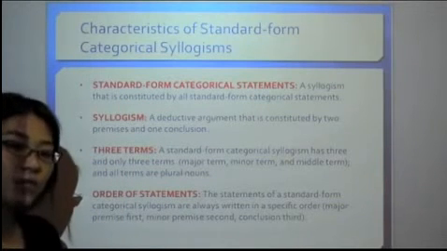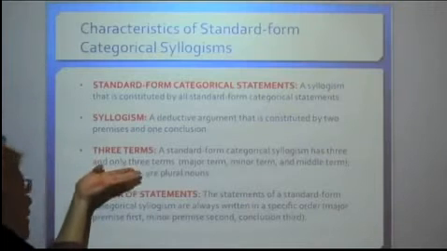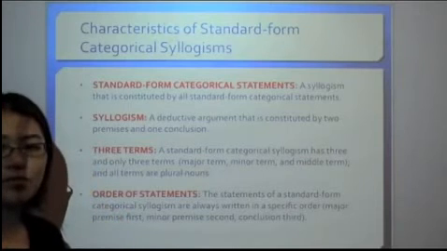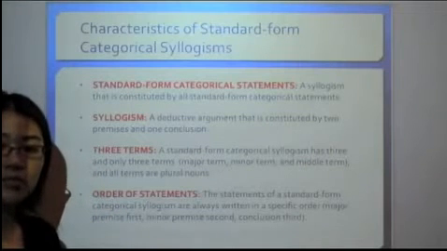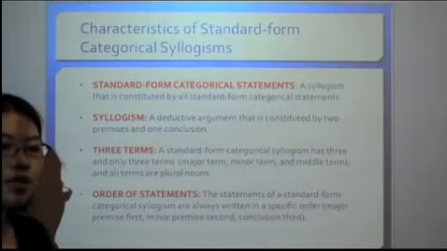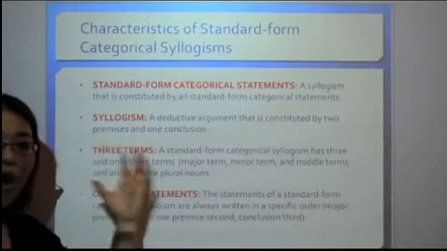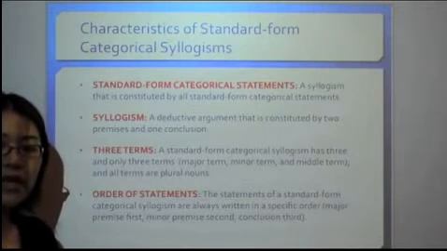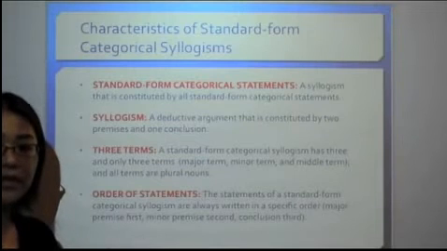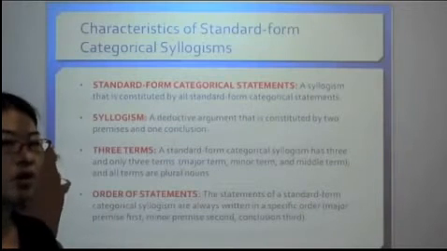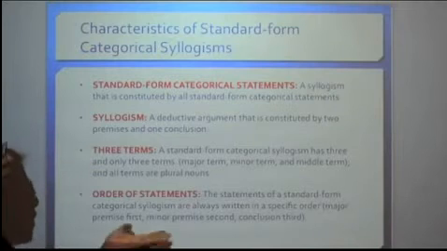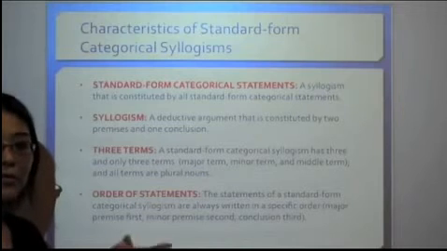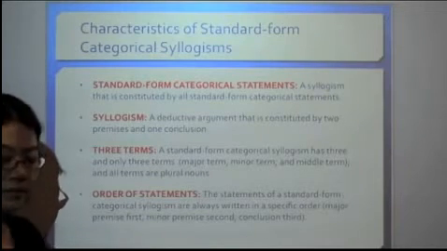Furthermore, for a standard form categorical syllogism, you'll have three terms in that argument, okay? So we've discussed how standard form categorical statements have terms, subject terms and predicate terms, okay? But when we look at standard form categorical syllogisms, an argument constituted by standard form categorical statements, you're going to only have three terms. Okay, and we'll discuss what these terms are a little later on. Furthermore, you have a specific order that the statements in a standard form categorical syllogism will take, and we'll discuss this further as well.